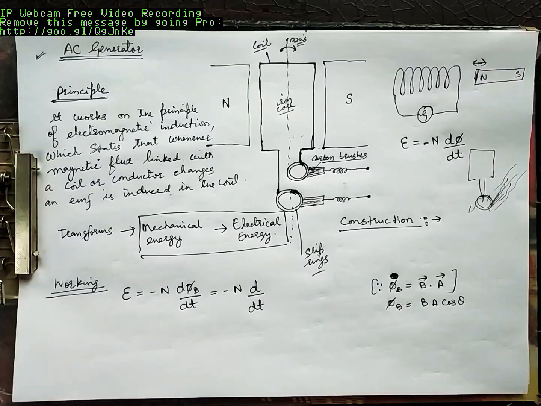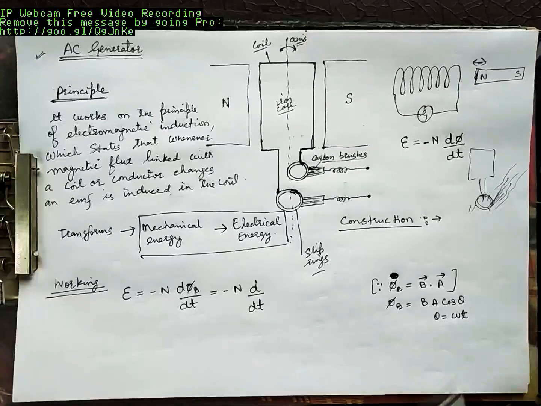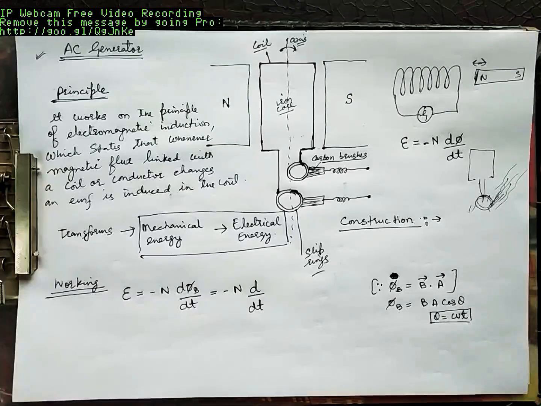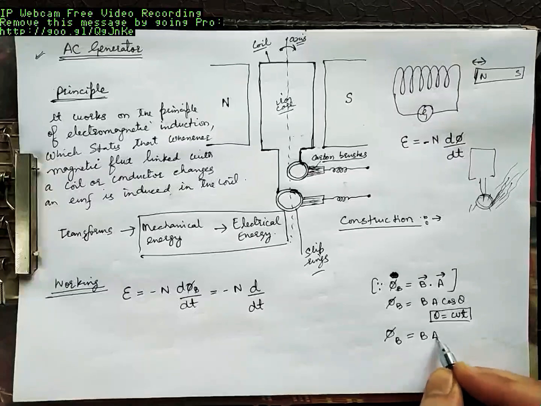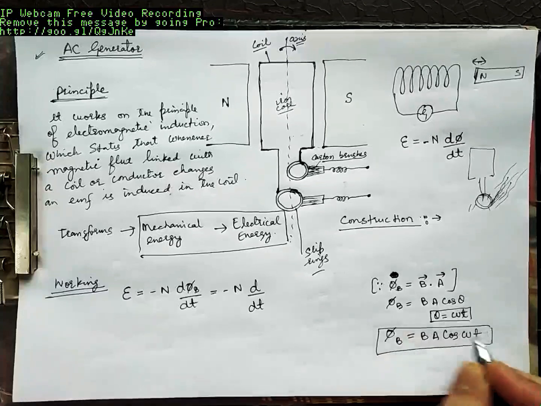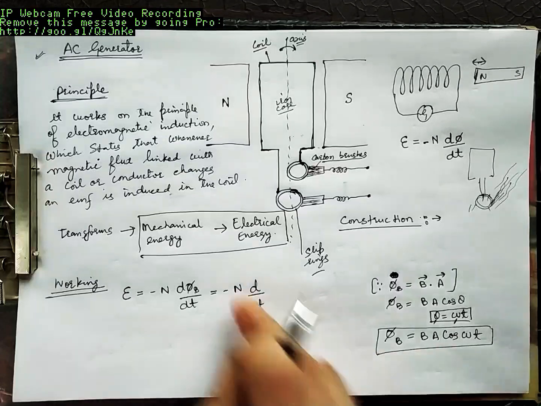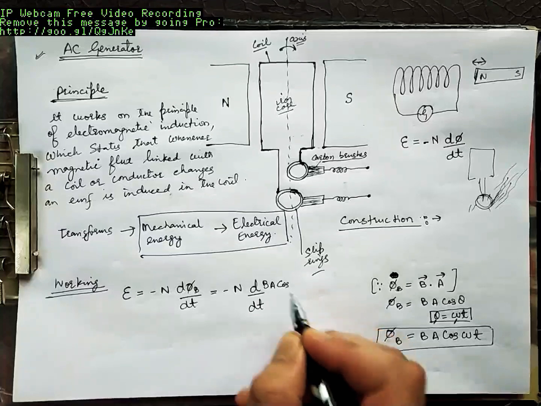In general, theta is angular displacement, and theta is equivalent to angular velocity omega into time t. You remember this from the rotational dynamics course. So we know flux phi B is equivalent to B A cos of omega t. What is omega? Omega is angular velocity, theta is angular displacement, t is time. Substitute this phi B here, so this becomes B A cos of omega t.